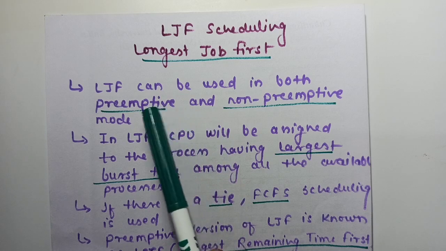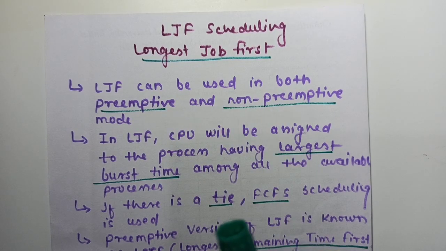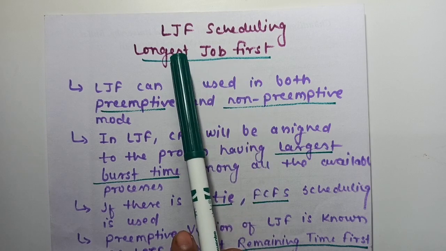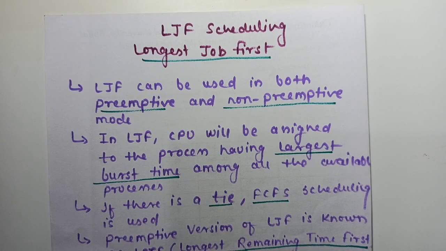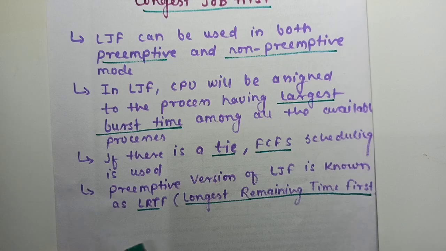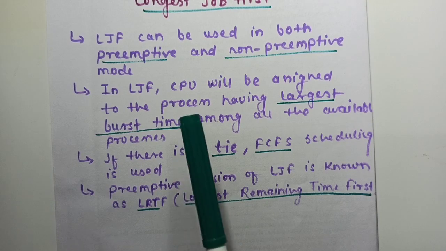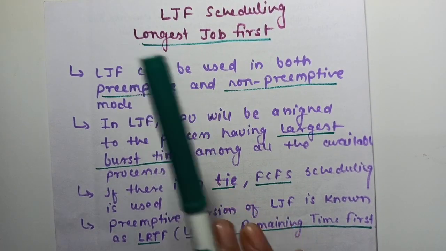This LJF can be used in both preemptive and non-preemptive versions. When we call it longest job first, it is actually the non-preemptive mode. When we talk about the preemptive version of LJF, it is known as LRTF, that is longest remaining time first. So the preemptive version is LRTF and the non-preemptive version is LJF.